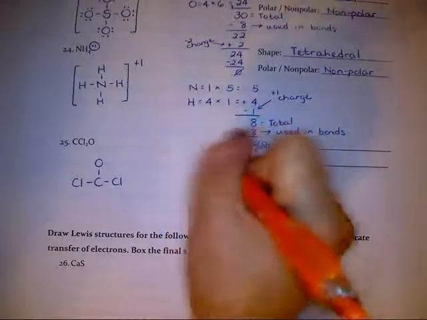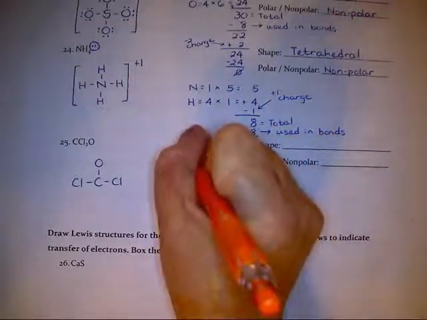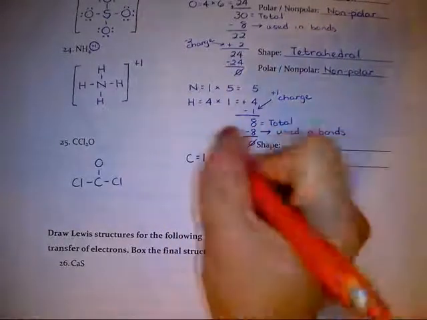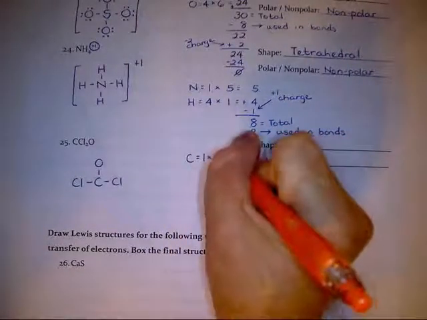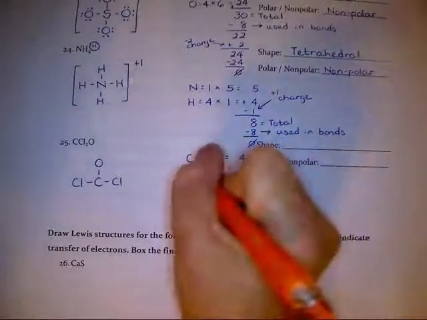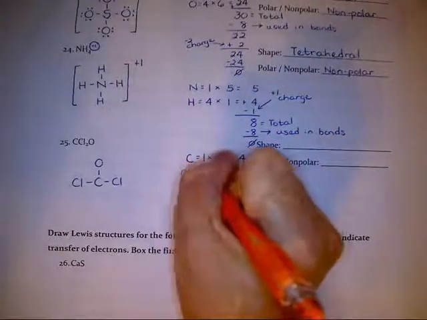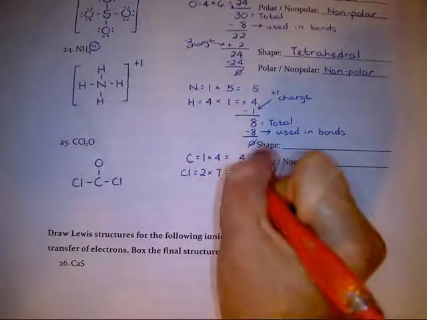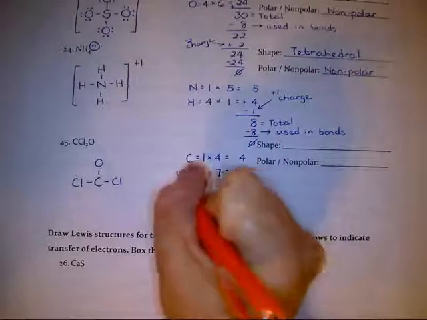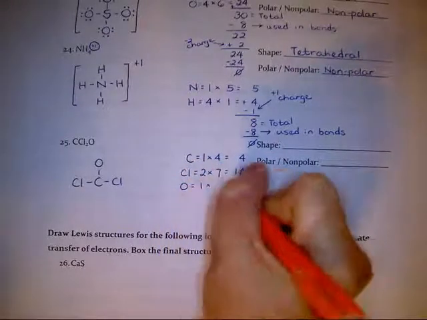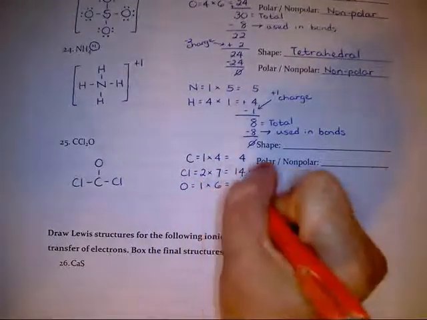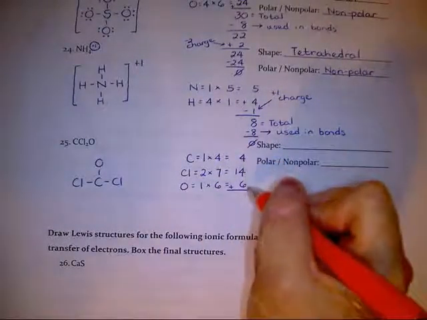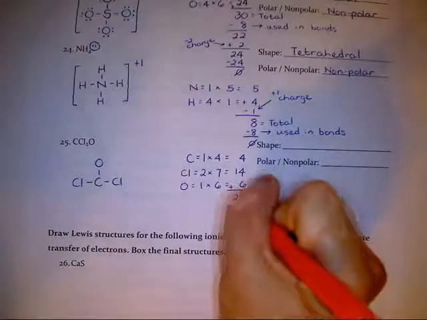Now, let's calculate how many there will be. C, there's 1 of them, and C contributes 4 valence electrons, so 1 times 4 equals 4. Cl, there are 2 Cl's, and each Cl contributes 7 valence electrons. 2 times 7 is 14. And O, there's 1 O. Each contributes 6. 1 times 6 equals 6. Now let's add these up. 4 plus 14 plus 6 is going to give us 24.